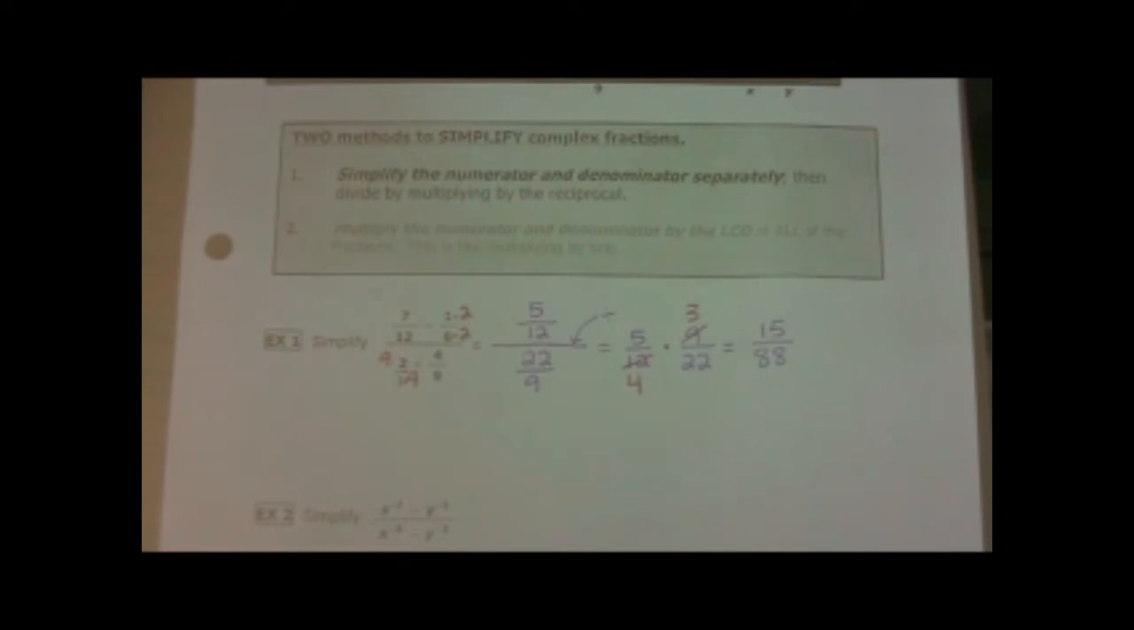All right, that's simplifying a complex fraction. Now that was an easy one because it had all numbers. We have to do some examples that are going to have x's and y's in them. So let's go to our next example.